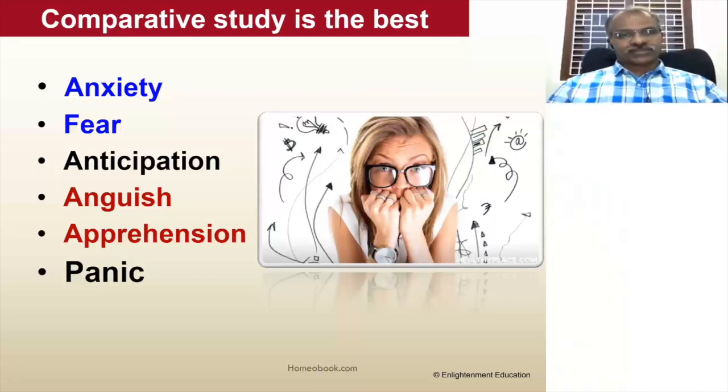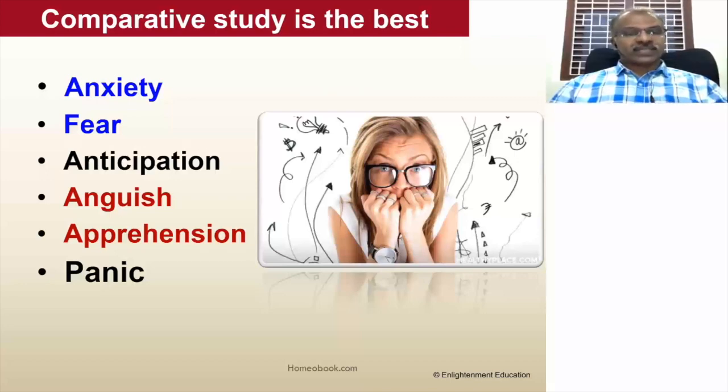Now, anguish. What is the exact denotation or condition of the rubric anguish? That means anxiety with physical sufferings, such as anxiety with tremor, trembling, diarrhea, perspiration, etc. Anxiety with the physical sufferings. Then only we can take the rubric anguish.